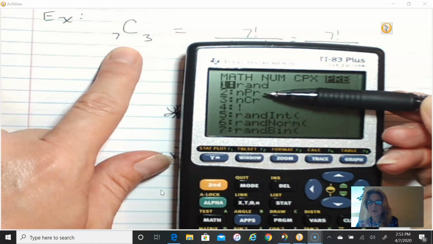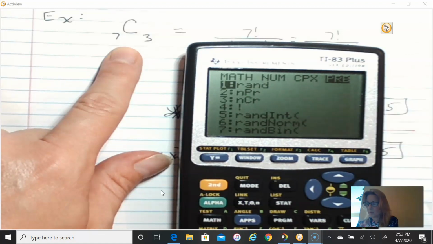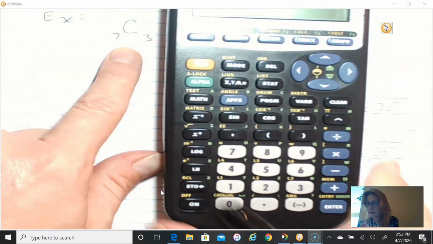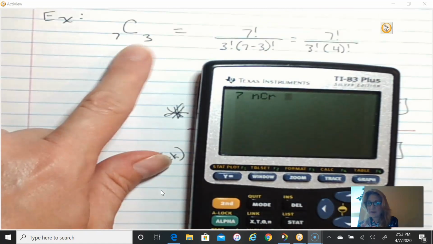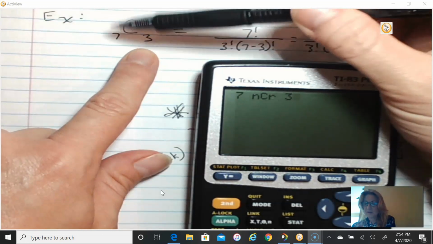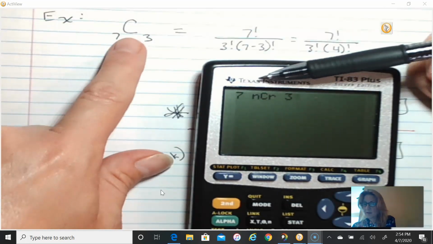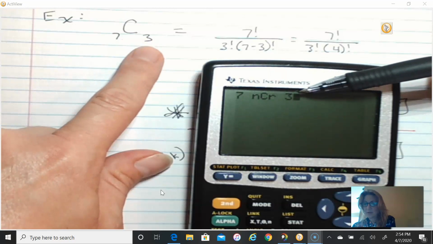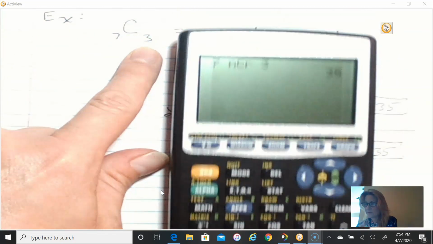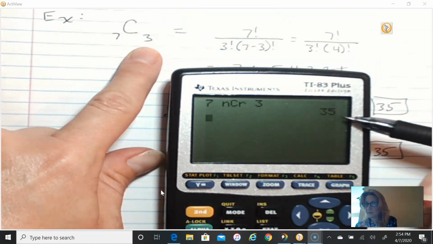Remember yesterday we were doing this one. Now we're doing this one. So go down to 3 and hit enter. Now we put in our 3. See how that matches? 7, and then the C, and then the 3. Hit enter, and you get 35.